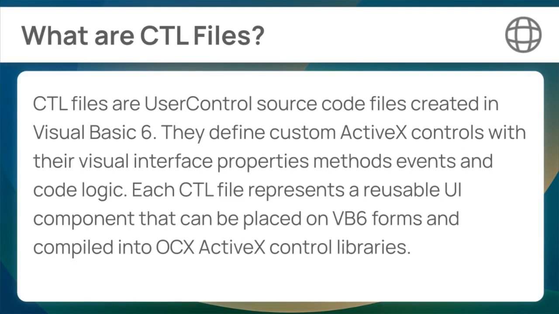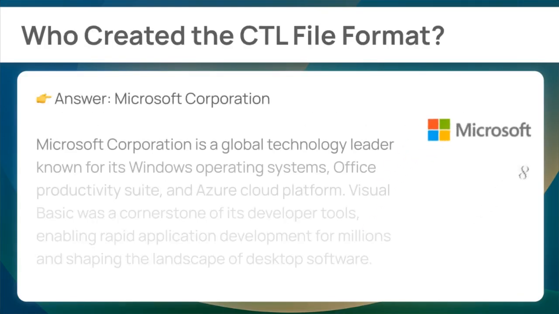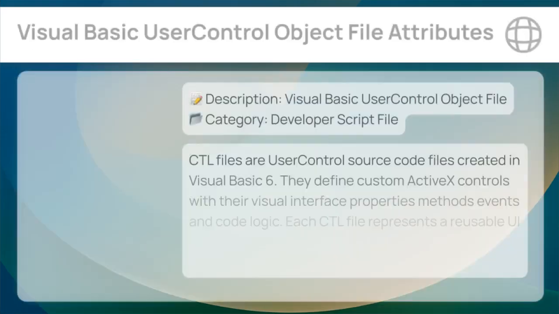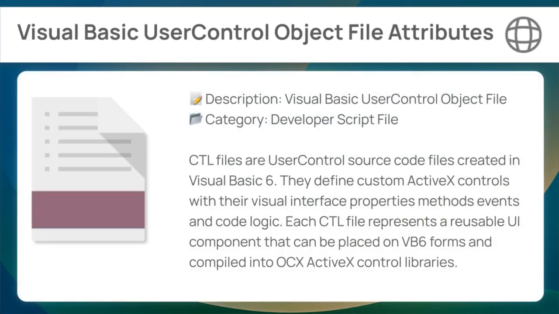They define custom ActiveX controls with their visual interface properties, methods, events, and code logic. Each CTL file represents a reusable UI component that can be placed on VB6 forms and compiled into OCX ActiveX control libraries.